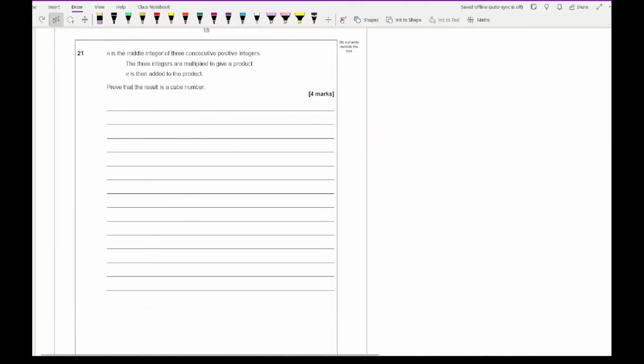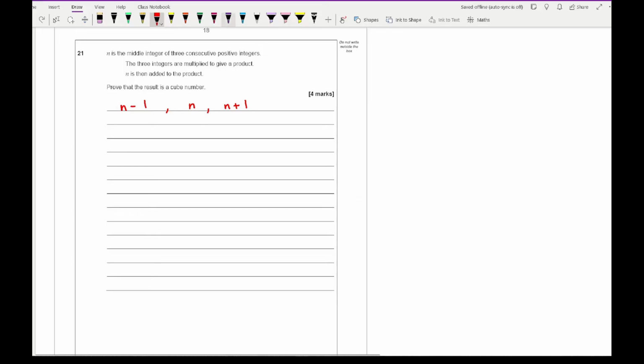(7, 30). So looking at question 21, it says that n is the middle integer of 3 consecutive positive integers. The 3 integers are multiplied to give a product, and then n is added to the product. Prove that the result is a cube number. Now this is algebraic proof. So for this, what we need to establish is that if n is our middle number, then the next integer is going to be n plus 1, and the previous one is going to be n minus 1. So there are our 3 integers.